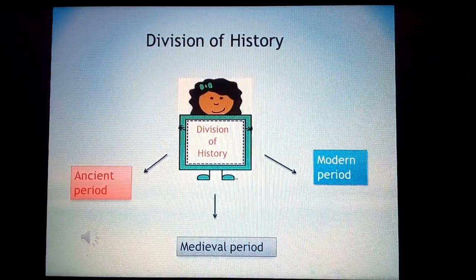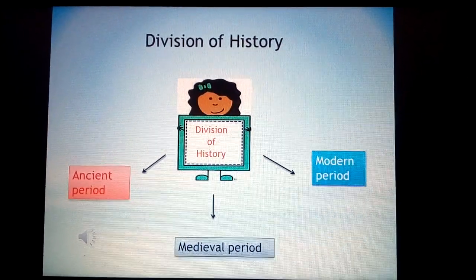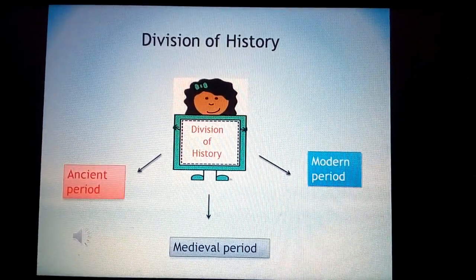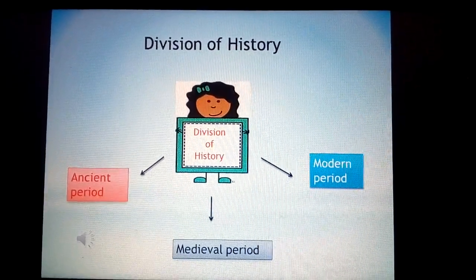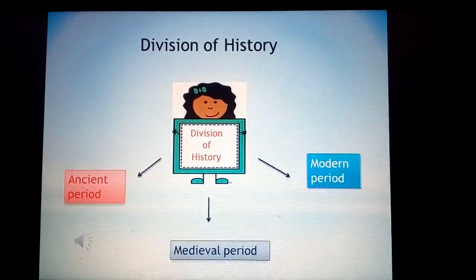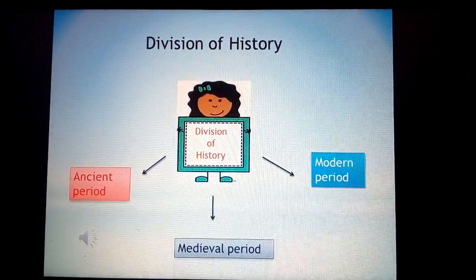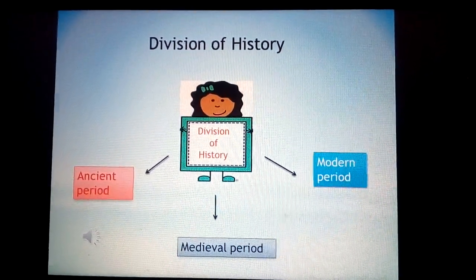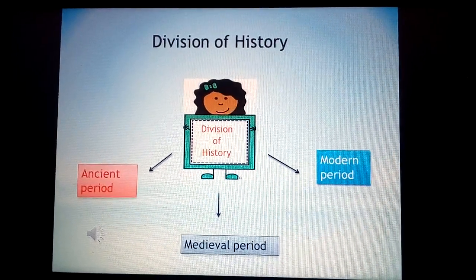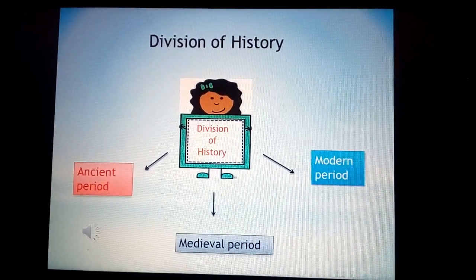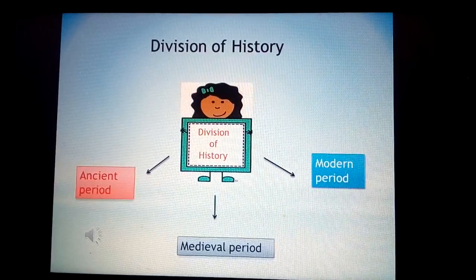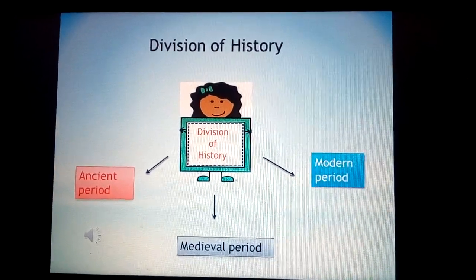Let us discuss the division of history. How and why do we divide history? As our history is vast and time is continuous, it is difficult for us to understand it. So, in order to make it easier to study, our historians have divided history into three periods. They are the ancient period, medieval period, and modern period.